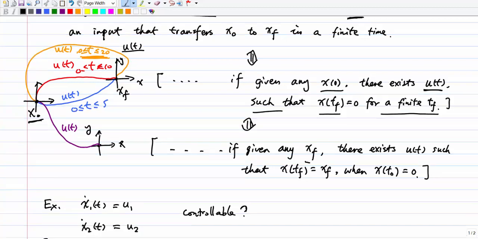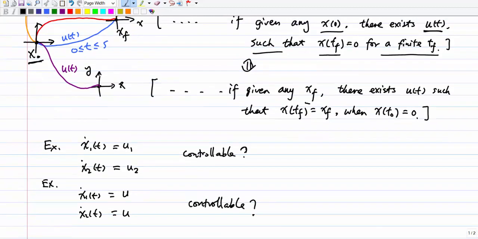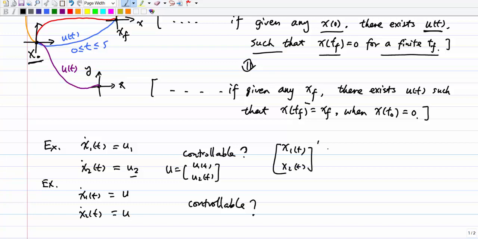Now let's take a look at some examples to see if the system is controllable or not. The first example says x1 dot is u1, x2 dot is u2. So basically you have u as u1, u2. You can write this as the derivative of x1 and x2 equal to the matrix 0, 0, 0, 0 times x1, x2. You can write it in a linear system form plus the matrix 1, 0, 0, 1 times u1 and u2.